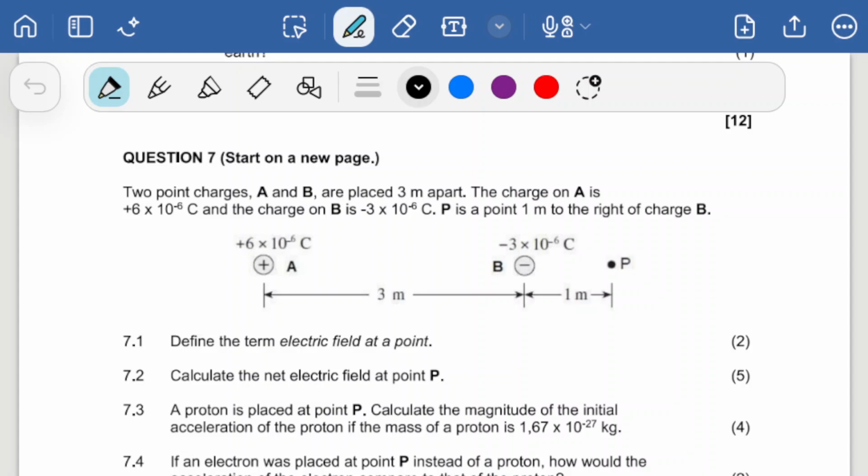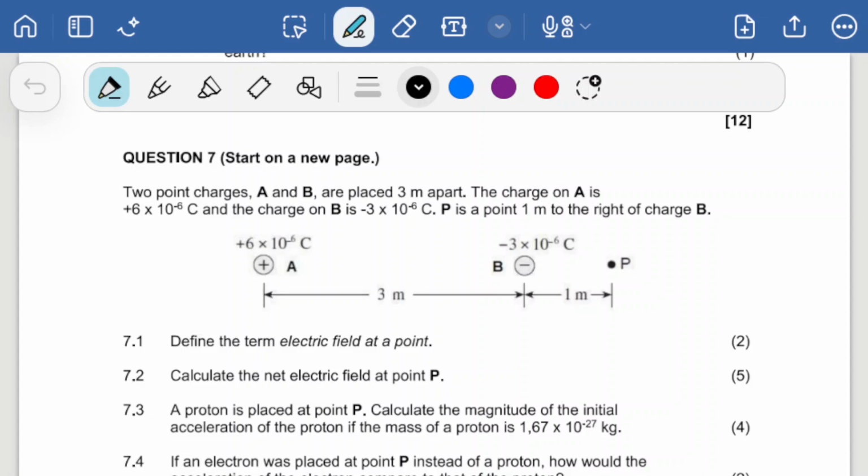It says two point charges A and B are placed 3 meters apart. The charge on A is positive 6 multiplied by 10 exponent minus 6 coulombs, it's microcoulombs. And the charge on B is negative 3 multiplied by 10 to the exponent of minus 6 coulombs. Now P is a point 1 meter to the right of charge B. Now define the electric field at the point.